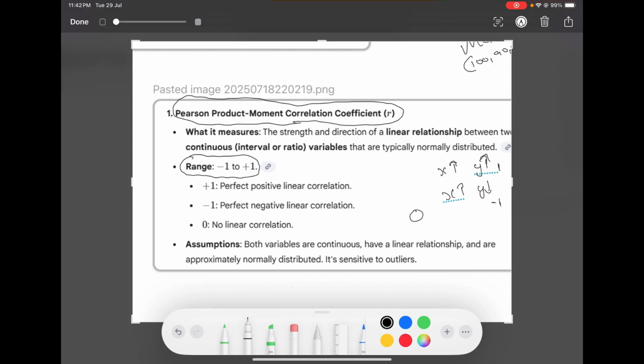There are some assumptions on this. We assume that variables are continuous, have a linear relationship, and are approximately normally distributed. We will see what we mean by normally distributed in the next few lectures.